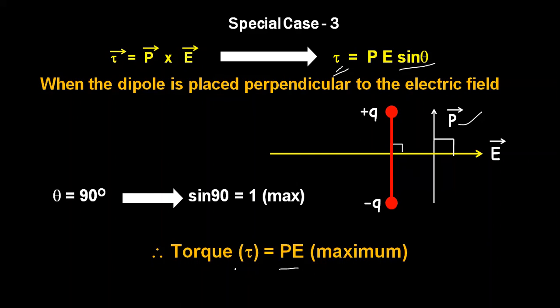So the torque acting on a dipole will be maximum whenever the dipole is placed at right angles to the electric field. So all these special cases that I have explained, they will ask you multiple choice questions on each of them. So from an MCQ point of view, it is very important.